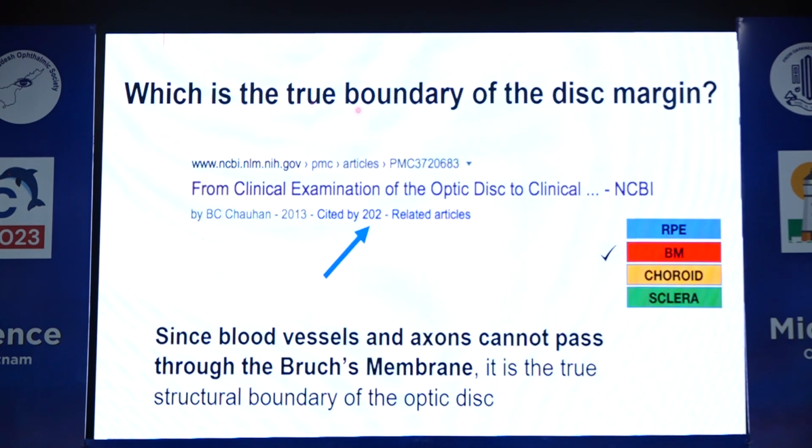So this study by Chauhan et al., which is the most cited, was a path-breaking study which put to rest all the confusion. That is, the true margin of the disc is not the scleral ending, it is the Bruch's membrane termination, because no blood vessels and axons can pass through the Bruch's membrane. So the Bruch's membrane will be taken as the structural boundary of the optic disc.